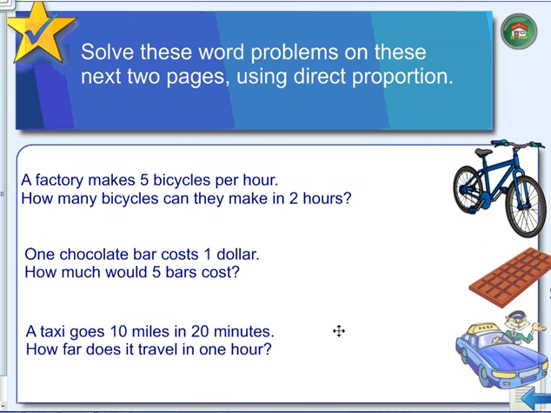All right, so here's some more word problems. If you're struggling, I would recommend that you do all 3 of these. However, I am only going to require you to do this first one, this bike one. It says a factory makes 5 bikes per hour. How many bicycles can they make in 2 hours? So just set up a proportion again. I really do need to see your proportion when I'm looking for your answers.